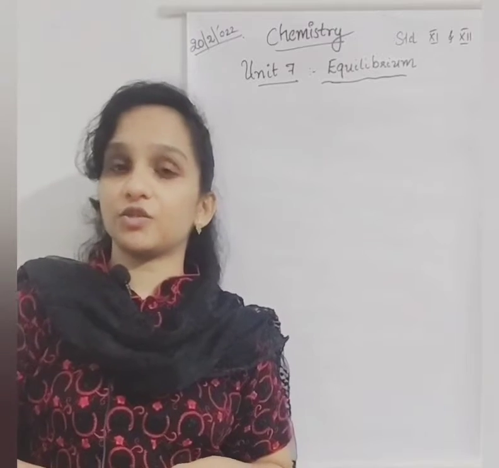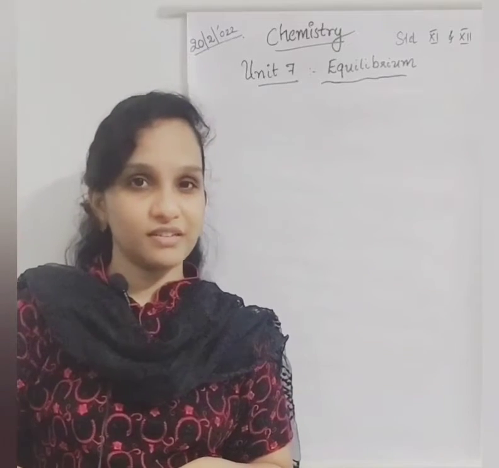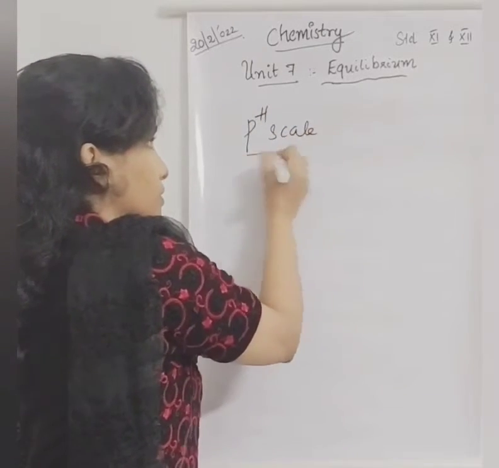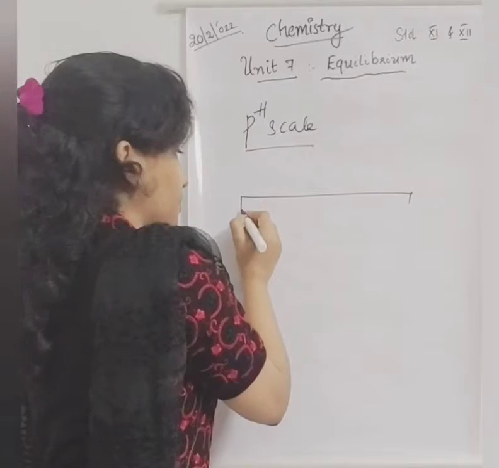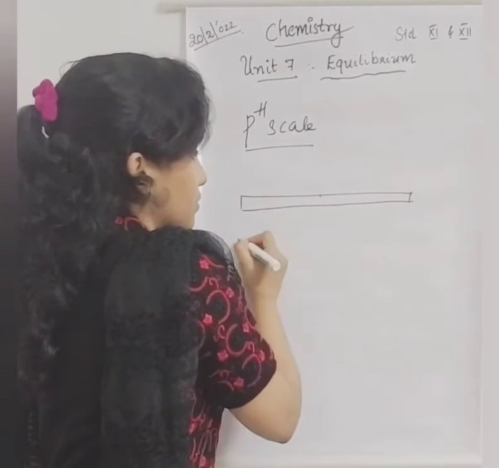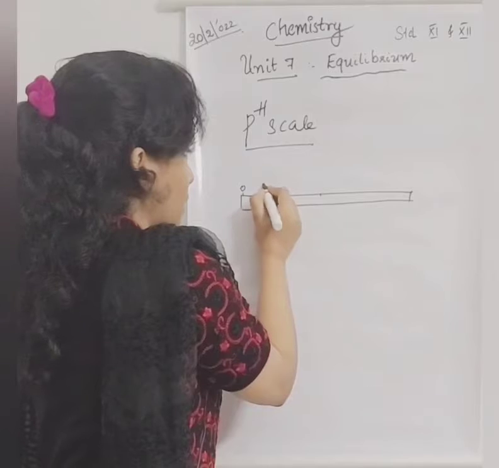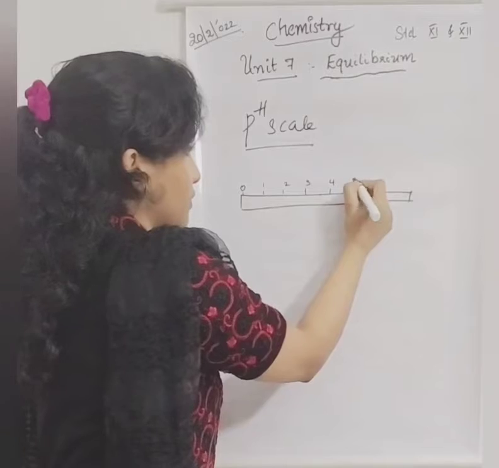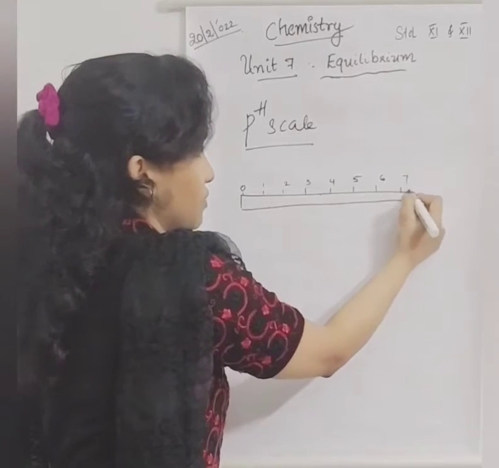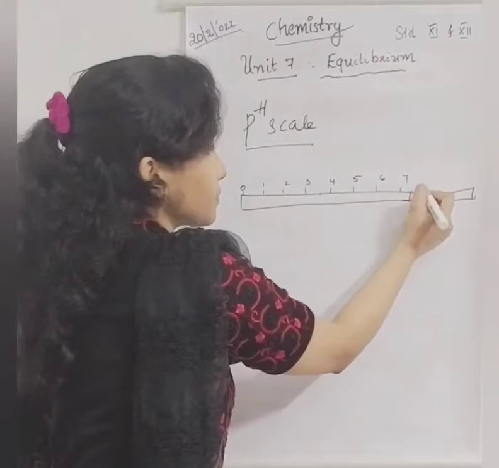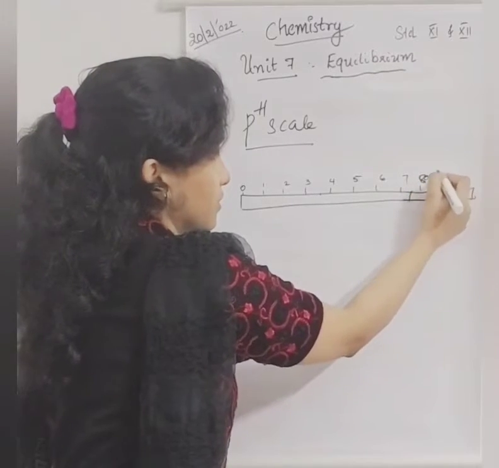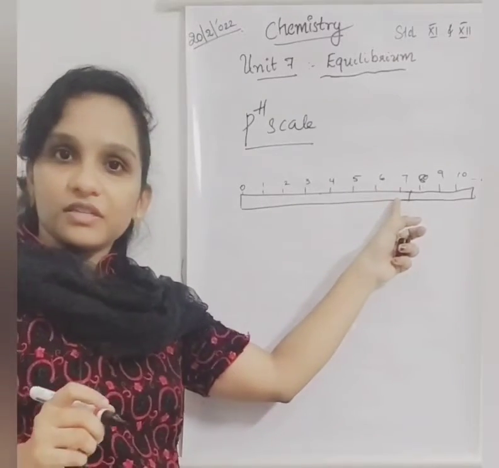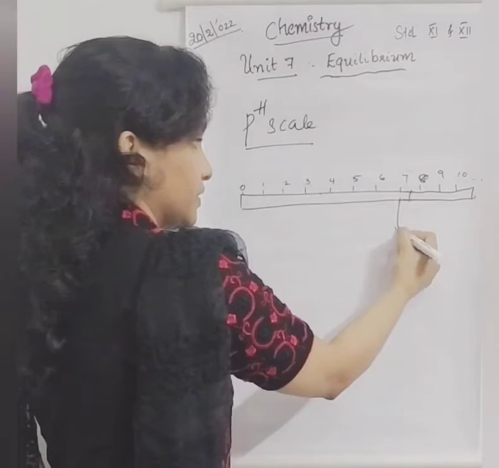How will you measure the strength of an acid or base? Using the pH scale. You have seen a pH scale, right? A pH paper. See, it starts from 0, 1, 2, 3, 4, 5, 6, 7, and goes up to 14: 8, 9, 10. We know that the pH of water is neutral, that is 7.